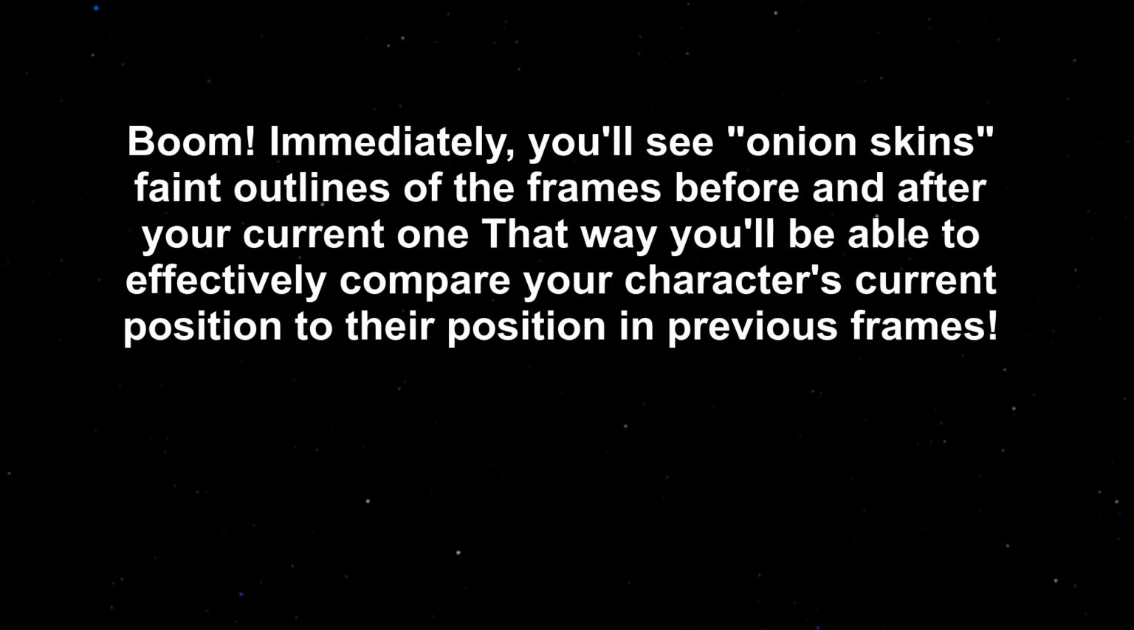Go to the View menu at the top of Animate. Choose Show Onion Skin. Boom! Immediately, you'll see onion skin's faint outlines of the frames before and after your current one. That way, you'll be able to effectively compare your character's current position to their position in previous frames.